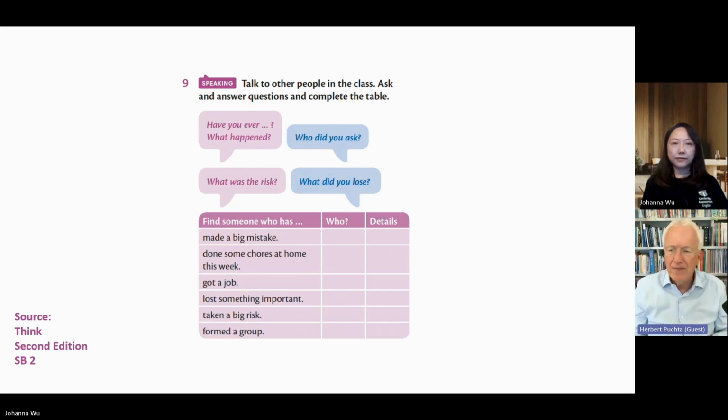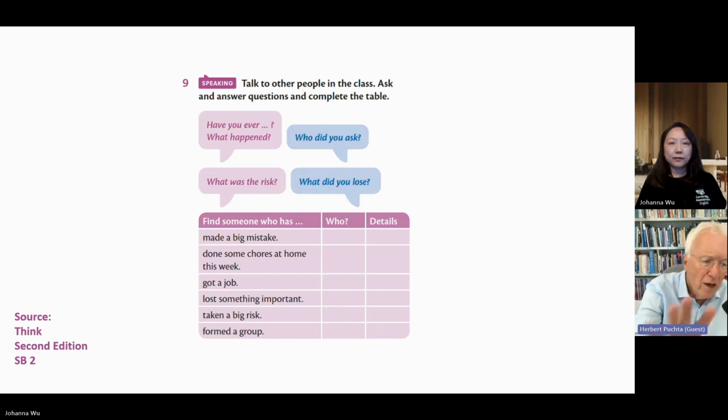And now you help them understand the language, you help them use it, you help them use it meaningfully, and then they have to find someone who's made a big mistake, who's done some chores at home this week, who's got a job, who's lost something important, who's taken a big risk, who's formed a group, etc. And then they walk around and they say, have you ever lost something important, etc. And then they talk and take notes. Obviously, in order to explain this fully, we would need to look at the whole page in the book.